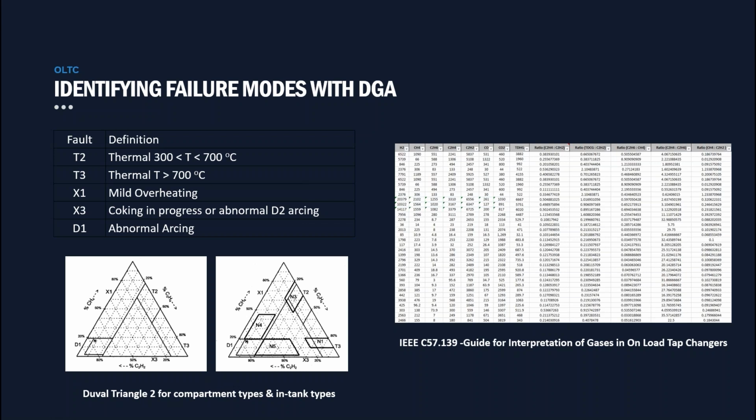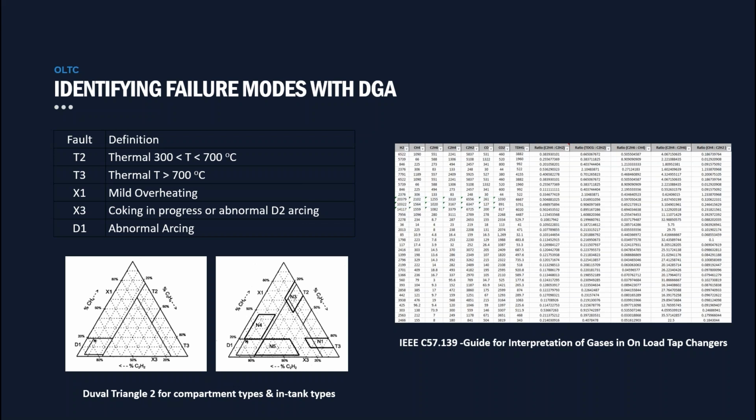We can use Duval Triangle 2 to help us interpret the data, and there are two versions according to whether the tap changer is a compartment type or an in-tank type. We also can use changes in the ratio of gases, in particular ethylene and acetylene, to help us detect problems such as coking or deterioration of oil-immersed arcing contacts.